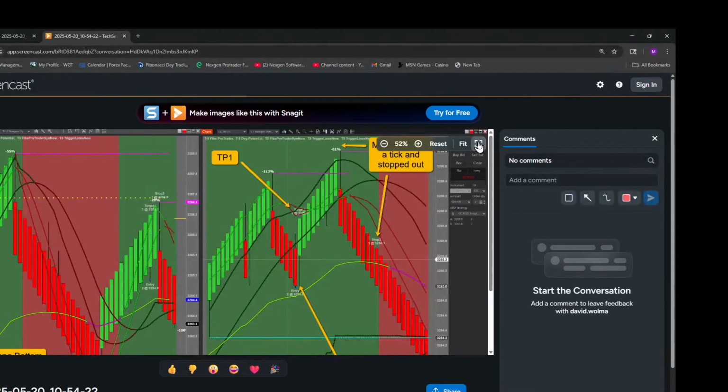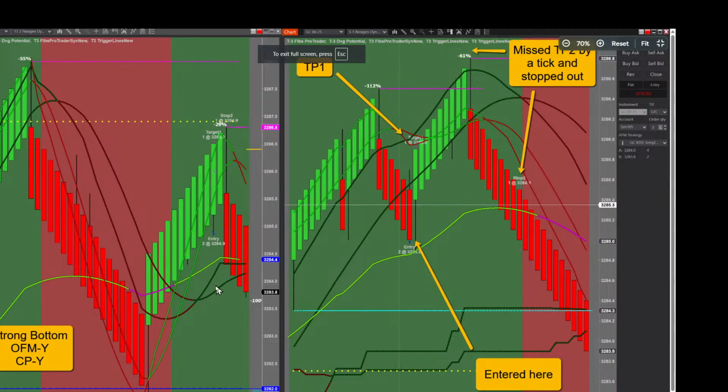All right, Better Dad. Termination, odds favorable. Good management, entered at the mid-band, out, missed target 2 by a tick and stopped you out break even. That happens. Good looking trade, Better Dad.